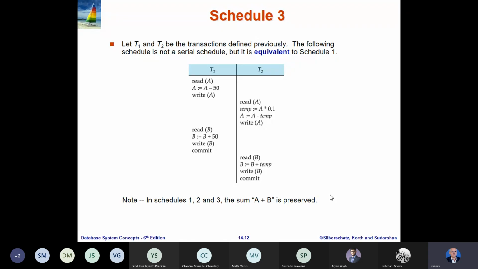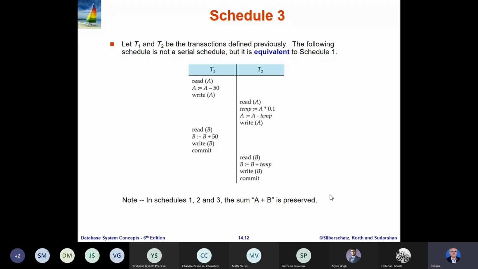So when a concurrent schedule like this is seen to be equivalent to some serial schedule, not necessarily all possible serial schedules, which is usually not possible, but at least one serial schedule, we call such a concurrent schedule a serializable schedule. So this schedule 3 is called a serializable schedule because it is, quote unquote, equivalent. Currently we are putting equivalent in blue. What is meant by equivalent, we have to define that, and we will come to it.